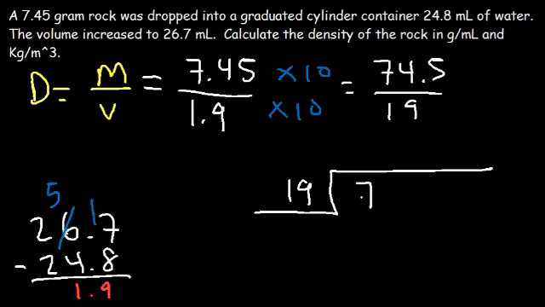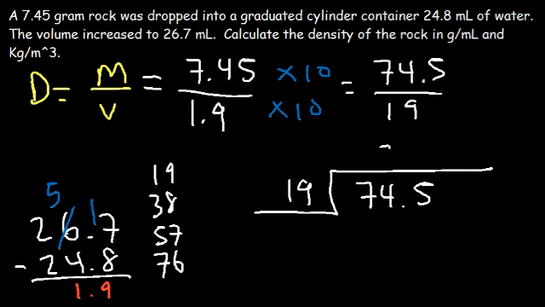So how many times does 19 go into 74.5? Well, 19 times, let's see, 19 plus 19 is 38. And if we add another 19 to that, that's 57. And if you add another 19, that's going to be 76. So that's too much. So 19 goes into 74 at least 3 times. And 19 times 3 is 57. And if we subtract 57 from 74, that's going to be 17. So we got 17.5.